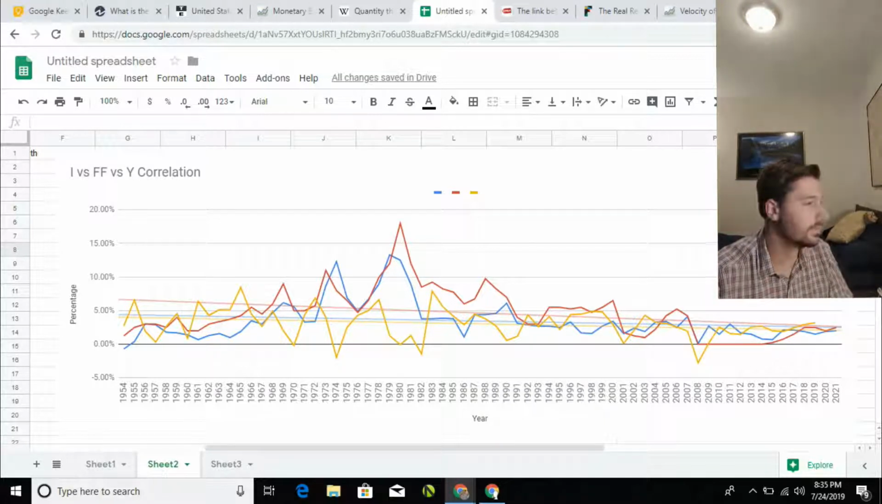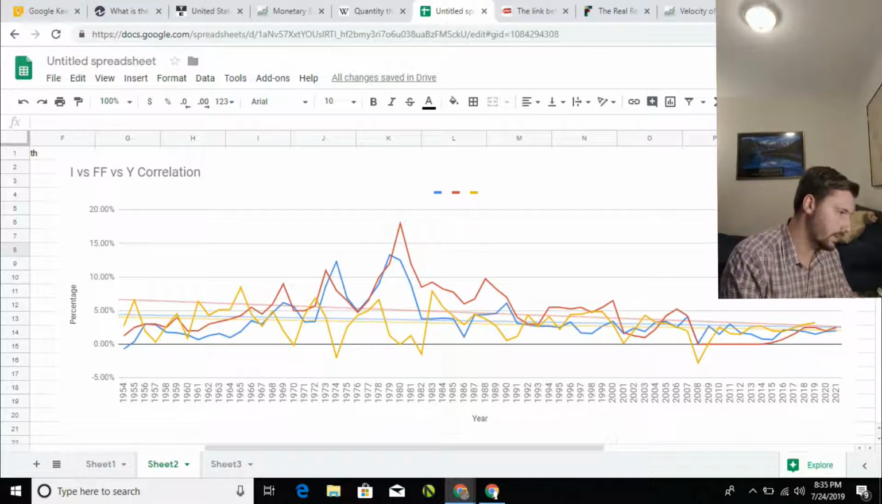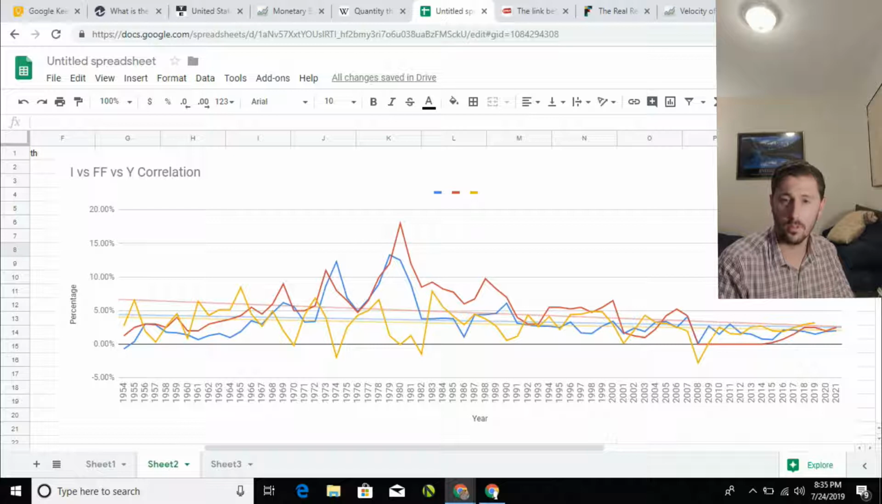So, the quantity theory of money is wrong. Classical economics got that wrong. Keynesians were right to criticize it, but they're not right in general. So, that's all I got for you right now.